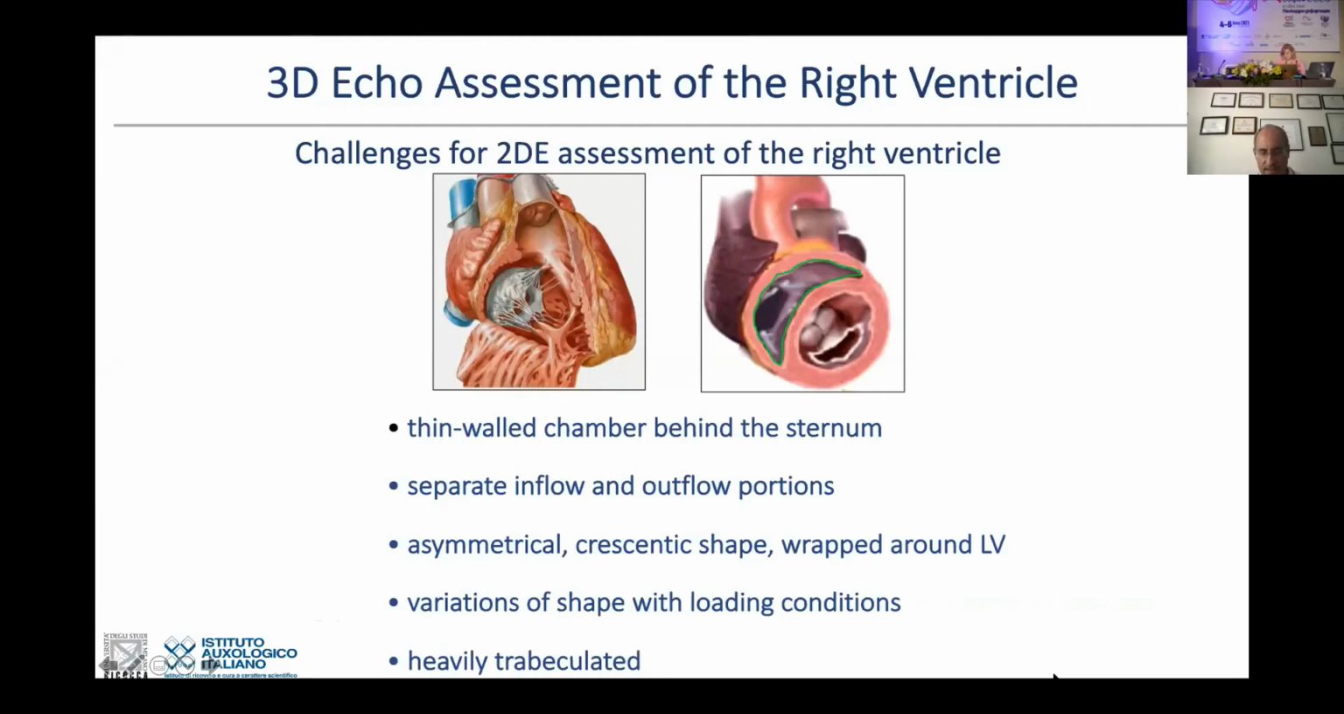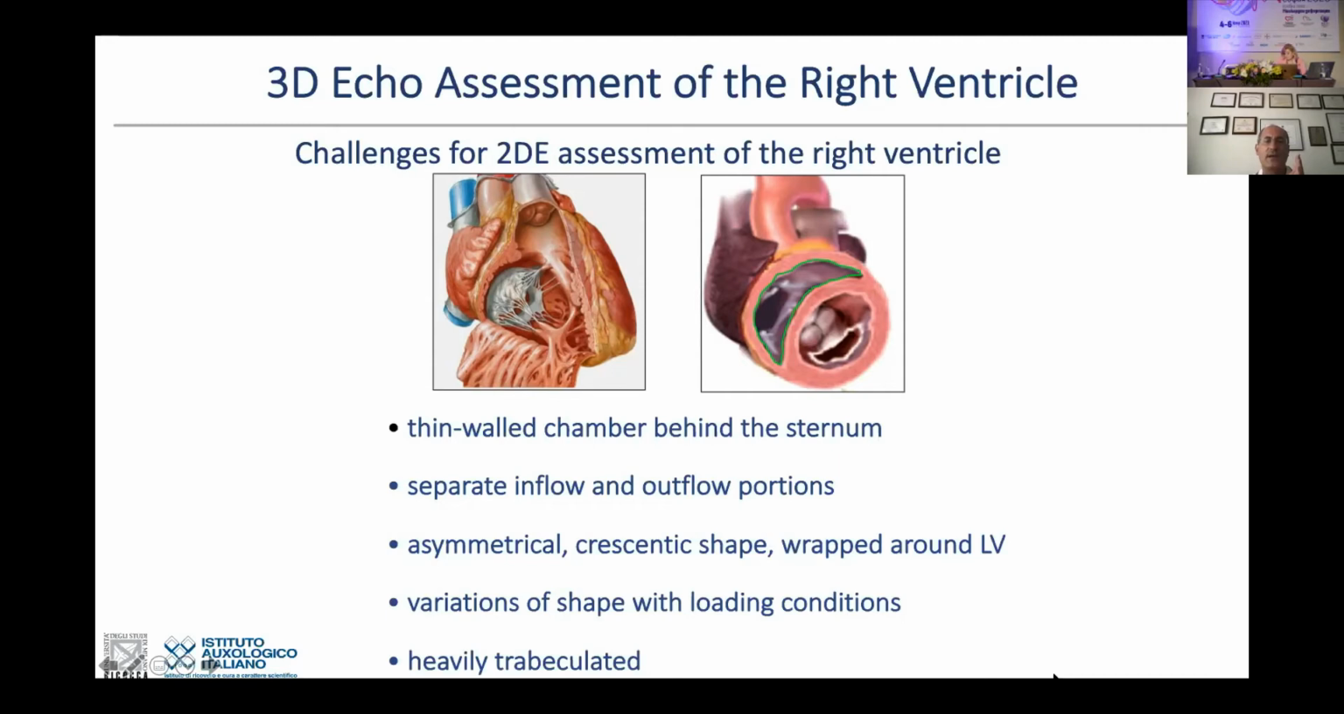one consideration: it's a common belief among echocardiographers that studying the right ventricle with conventional two-dimensional echocardiography is really a challenge because of the peculiar and weird anatomy of the right ventricle. It is a thin-walled chamber that is just behind the sternum. The inflow and the outflow portions of the chamber are separate, and it's not that easy to have both of them in the same view.